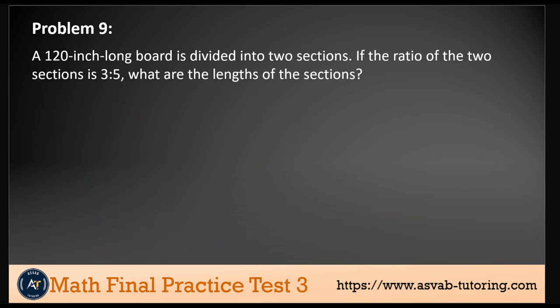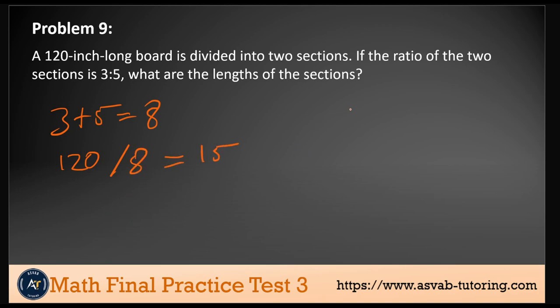All right, problem 9. A 120 inch long board is divided into two sections. If the ratio of the two sections is 3 to 5, what are the lengths of the sections? Okay, well, we have the addition of ratio, which is 3 plus 5 equals 8. We have the per unit ratio, which is 120 inch board divided by 8, which equals 15.